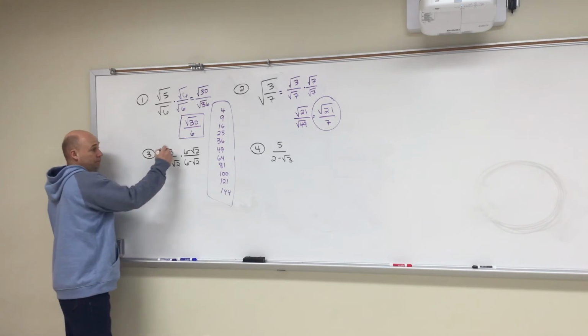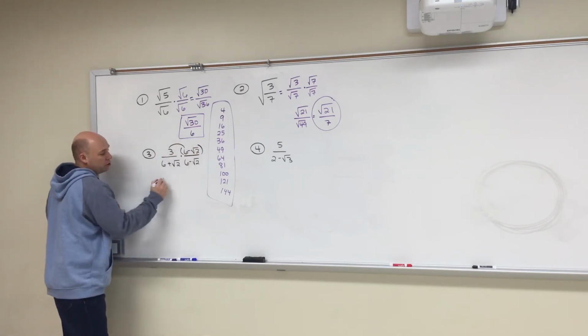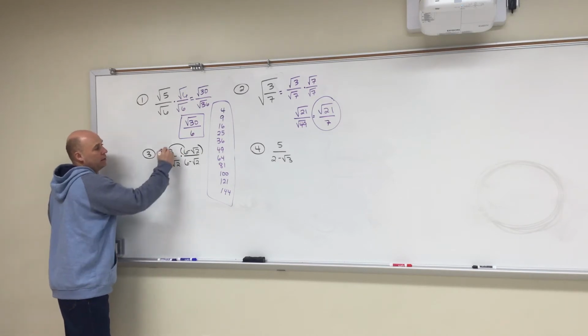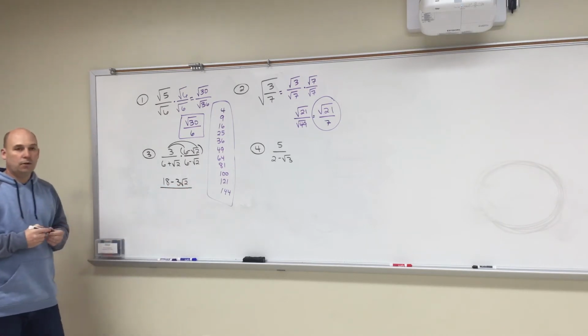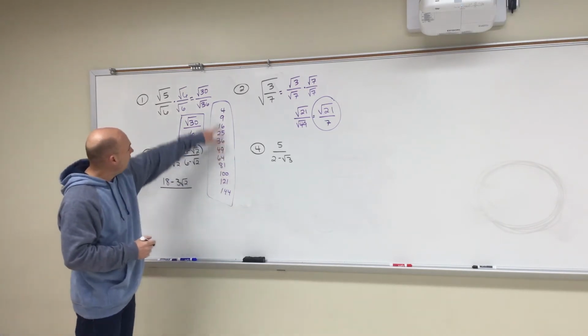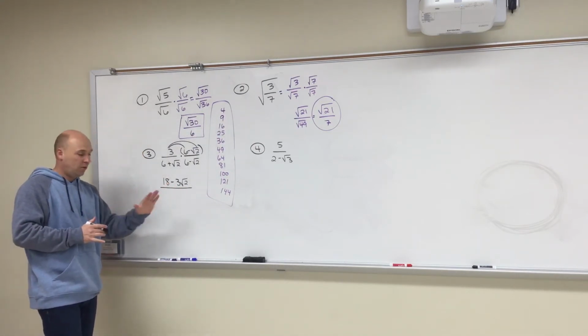So on the top, this is a monomial times a binomial, so I'm just going to distribute my 3. So 3 times 6 is 18. 3 times radical 2 is negative 3 radical 2. That part's fairly easy, okay? Again, I'm going to look to make sure none of these numbers divide into 2. They don't, so the top's good. Top is set. Nothing else I can do with that.